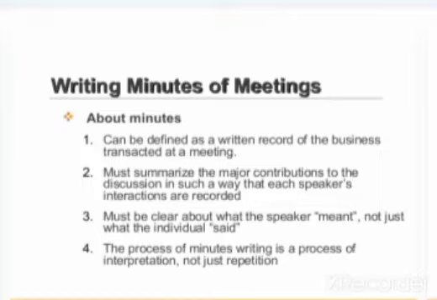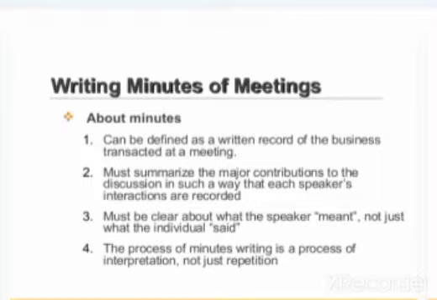Minutes can be defined as a written record of the business transacted at a meeting. It must summarize the major contributions to the discussion in such a way that each speaker's interactions are recorded. It's not same as a report. So you are familiar with report writing, right?